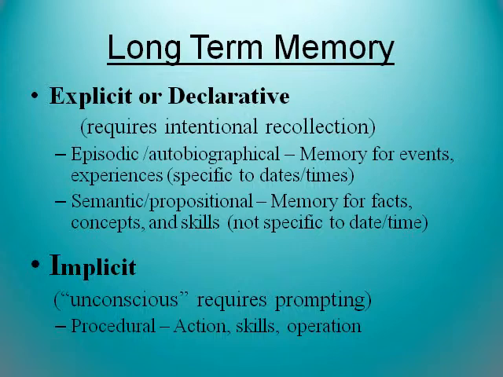Also, semantic propositional memory is memory for facts and concepts and skills, not necessarily specific to time and date. So this is another type of memory you can get collateral information for, especially if it's memory for facts. And it might just be the facts of the day. Or you can also test for this, and this is found a lot in your VCI: verbal comprehension, old school knowledge, vocabulary, information, that sort of thing. Implicit requires prompting: procedural, actions, skills, operational.